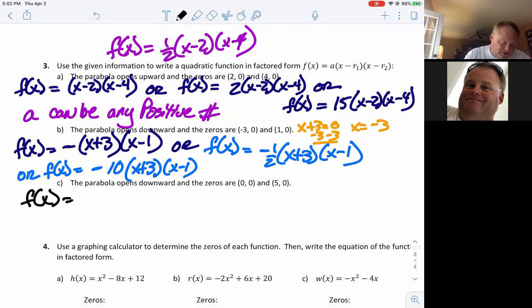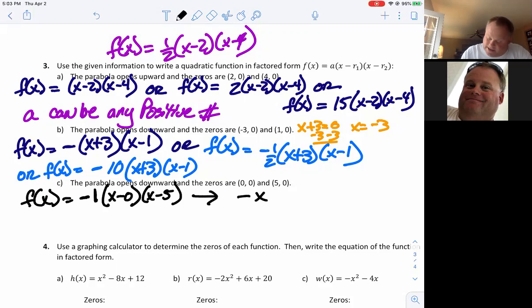So f of x equals, and I'm just going to say a -1 outside of (x minus 0)(x minus 5). Now, x minus 0 is just what? Well, it's x. We don't write -0 for anything. So that really becomes just negative x outside of x minus 5. Now remember, we're taking each x and setting it equal to 0. So negative x equals 0 just becomes x equals 0, right? 0 can't be negative or positive.